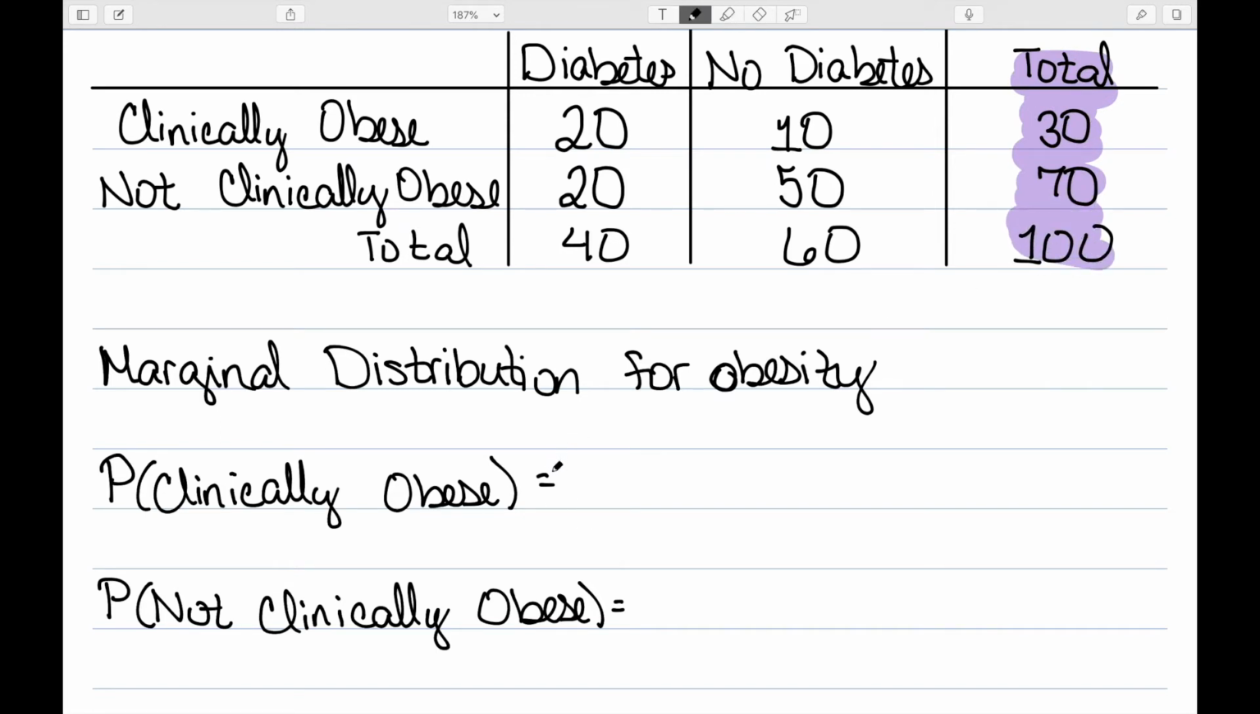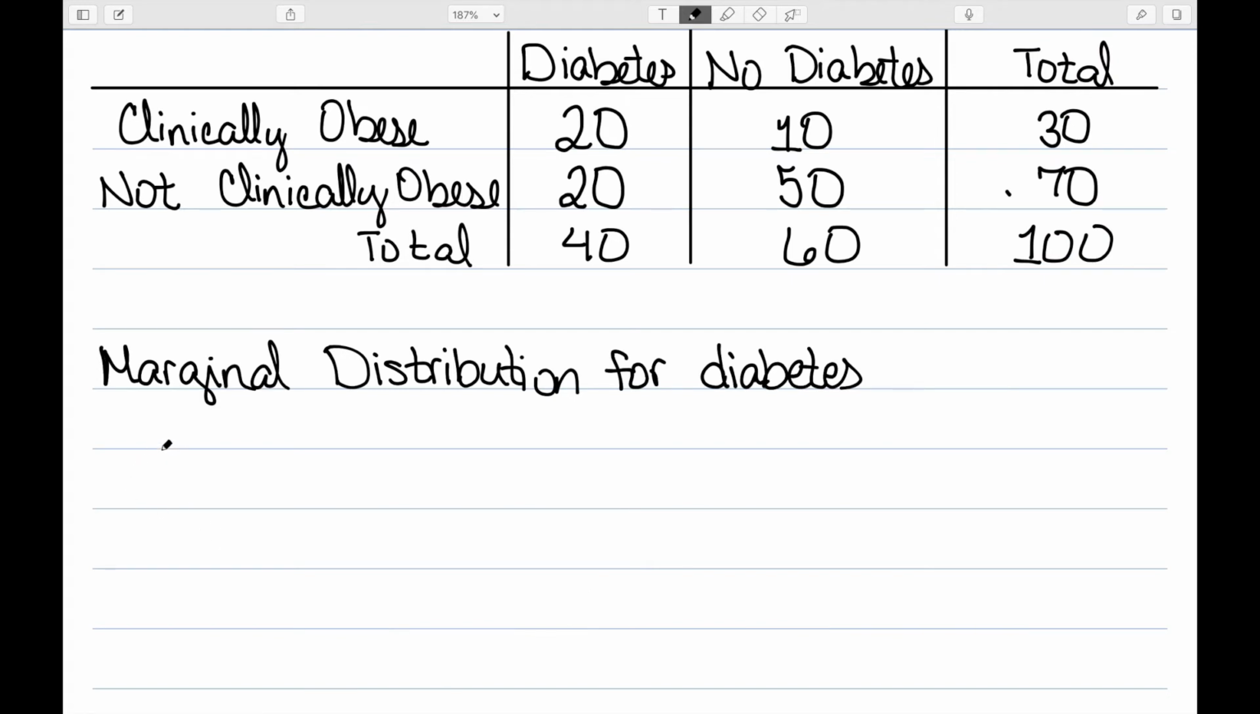So for clinically obese, the number in the margin is 30, divided by the total number of observations, which is 100, or 0.3. For not clinically obese, the amount in the margin is 70, over the total number of observations, which is 100, so we have 0.7. So this is our marginal distribution for obesity.